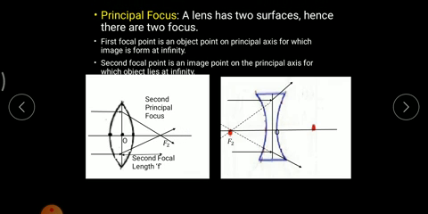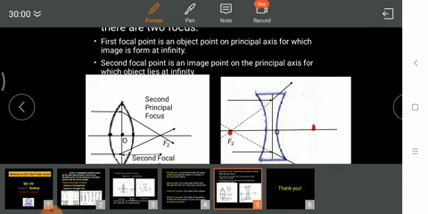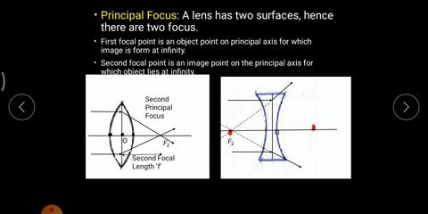Yes, and the distance between the optical center and the principal focus is this second focal length, or in short you can simply say focal length. Focal length is the distance between the optical center and the principal focus. For this convex lens, it's the same thing. The distance between the optical center, that is from here till F2, that distance is nothing but the focal length. Since I'm using F2, that's why I can even say this length as the second focal length.